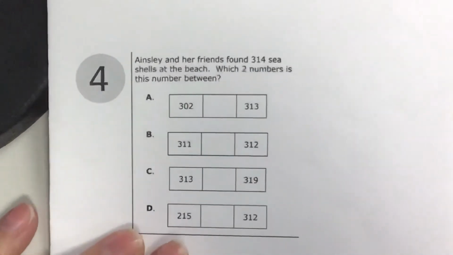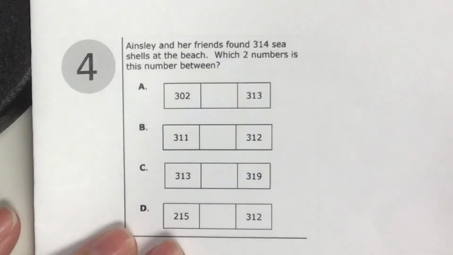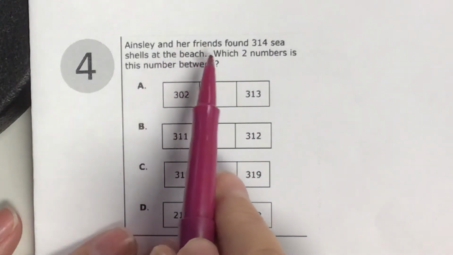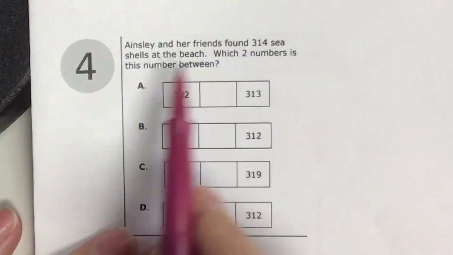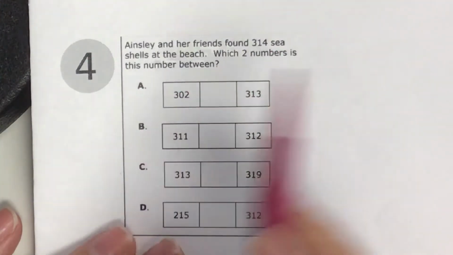And number 4 takes the same skill and does a little something different with it. I hope this didn't confuse you too bad, but I hope you gave it a good try. So if you did something wrong, remember you're going to write it in with me so that you can learn how to do this. Ainsley and her friends found 314 seashells at the beach. Which two numbers is this number between?